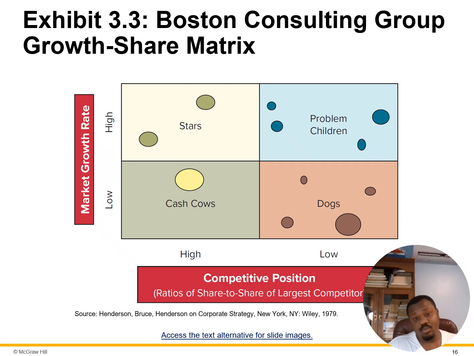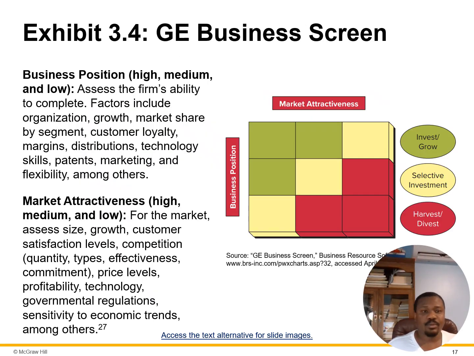You have the stars, the problem child, the cash cow, and the dogs, and that is the Boston Consulting Group growth share matrix. Now, if you look at this, see the business position. We have high, medium, and low. In the business position, we have areas that are high and areas that are low.